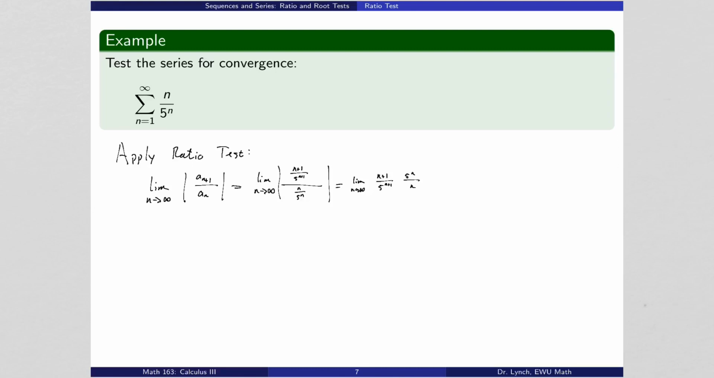Invert and multiply the denominator. And now we'll make use of the fact that 5 to the n plus 1 is 5 to the n times 5. So we end up with an expression that looks like the limit as n goes to infinity of 1/5 times 5 to the n, 1/5 times n plus 1 over n. And of course, as n goes to infinity, n plus 1 over n goes to 1, and we're left with a limit of 1/5.